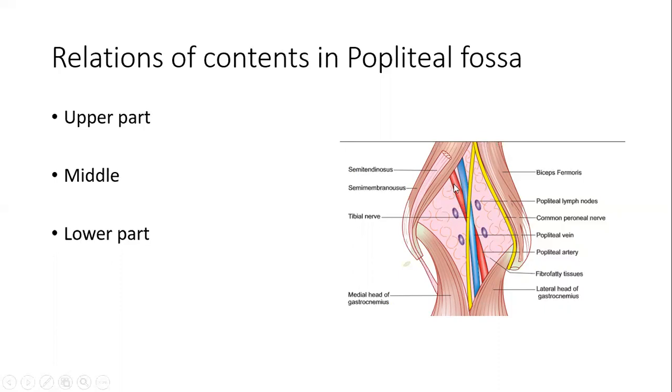This is often asked in the MCQ that which of these three structures lies anteriorly or deepest in the middle part of the popliteal fossa. The answer is popliteal artery.